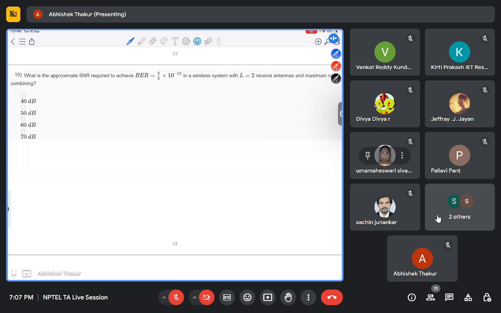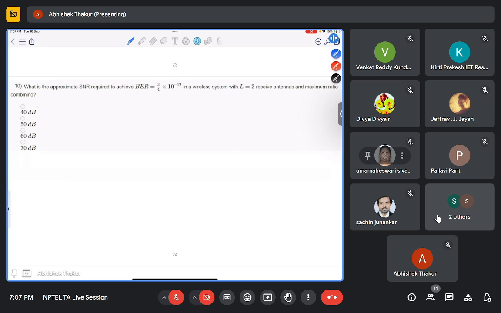Now moving to the last question of today's lecture. What is the approximate SNR to achieve a bit error rate of 3 by 4 into 10 to the power of minus 12 for a wireless system with L equal to 2 receive antennas and maximal ratio combining is used. So for 2 receive antennas, we know the formula is (2L minus 1 choose L) times 1 by 2 to the power of L SNR to the power of L.